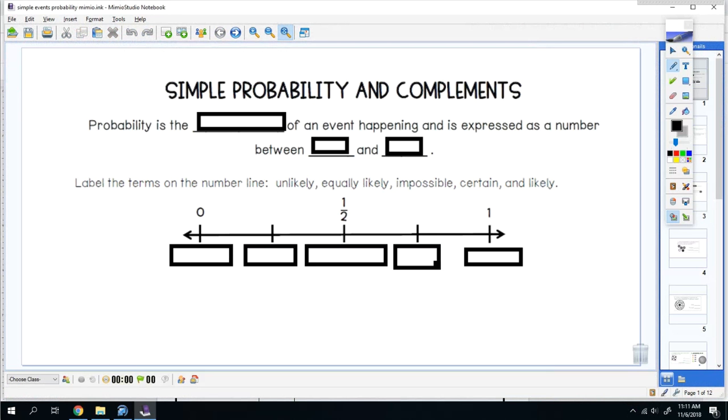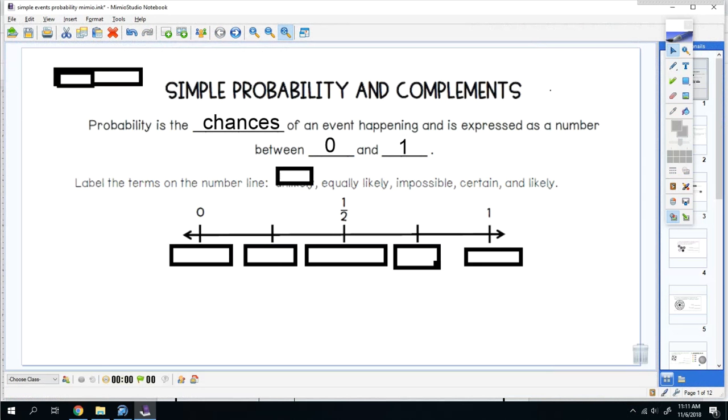Okay, so today we're going to be doing simple probabilities and complements. The probability is the chance of an event happening and is expressed as a number between 0 and 1. Label the terms on the number line: unlikely, equally likely, impossible, certain, and likely.